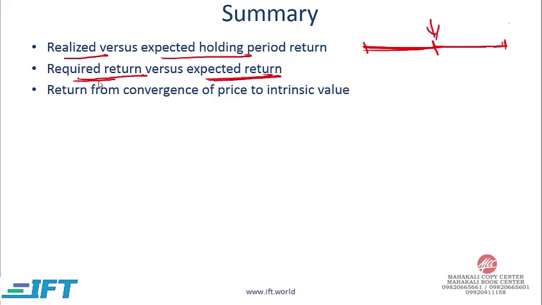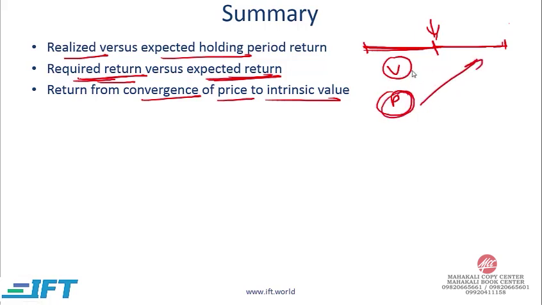Assuming that these two returns are different, then an investor will get a return which is made up of two parts. One part is the required return. The other part will be the return based on convergence of the price to intrinsic value. If we have an underpriced security, then the market price P will be below the intrinsic value. So what the investor hopes here is that the market price will catch up with the intrinsic value. This doesn't necessarily always happen though.